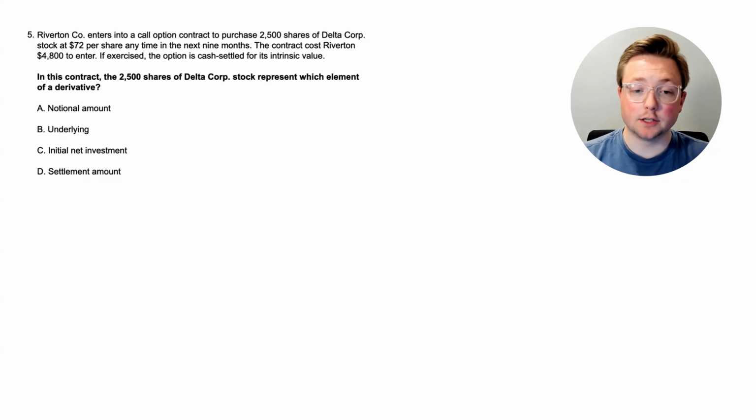In this contract, the 2,500 shares of Delta Corp stock represent which element of a derivative? Let's go to the top. Riverton Co. enters into a call option contract to purchase 2,500 shares of Delta Corp stock at $72 per share anytime in the next 9 months. The contract cost Riverton $4,800 to enter. If exercised, the option is cash settled for its intrinsic value. So again, in this contract, the 2,500 shares represent what element of a derivative? So do they represent the notional amount, the underlying, the initial net investment, or the settlement amount?